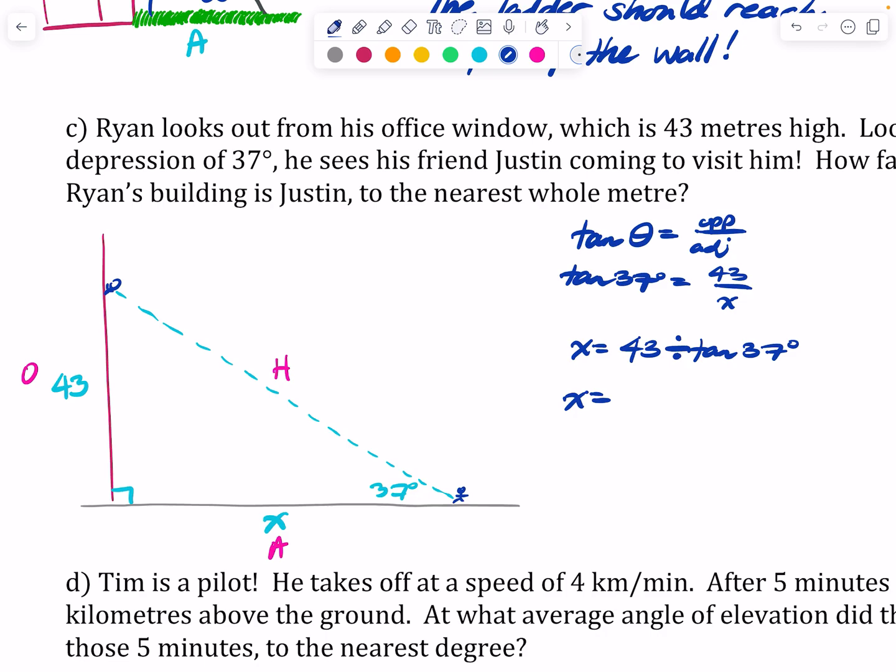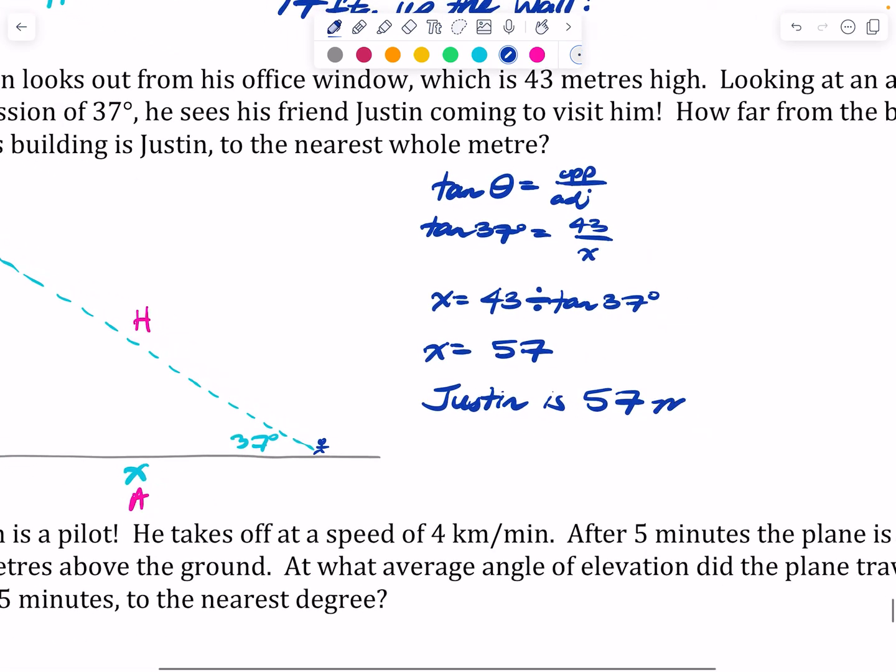Calculator says, oops, I did multiplication. Divided by tan of 37. To the nearest whole meter, I'm getting 57. So Justin is 57 meters from the building.